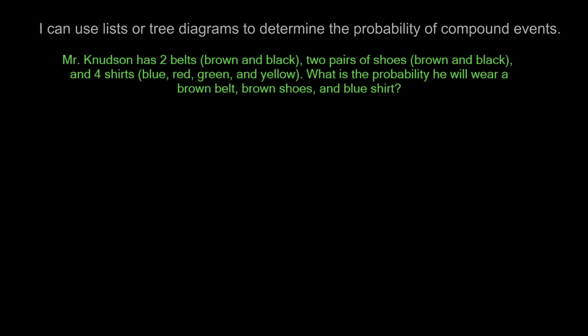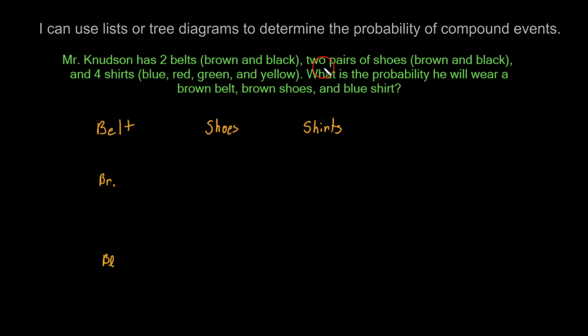So I'm going to suggest that we make a tree diagram to represent the sample space of what is going on in this problem. So let's start. So there are belts that I can choose from. So that'll be the first layer of this tree diagram. There are shoes and there are shirts. So there are 2 colors of belts, brown and black. So I'll go BR for brown, and I'll go BL for black.